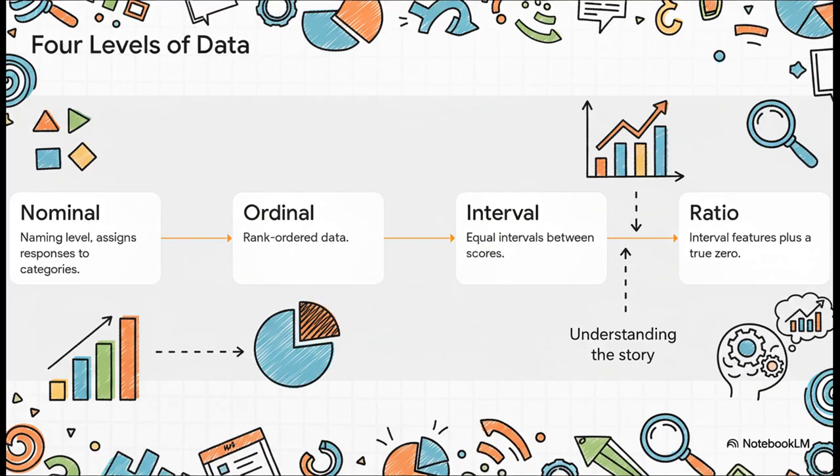So you've got these 4 basic levels, these 4 food groups for data, and they kind of build on each other, like you're leveling up in a video game. Each level up unlocks a new power, a new move you can do. We go from just slapping names on things, to putting them in order, to knowing the exact space between them, and finally, getting to a true zero. It's a ladder of precision.